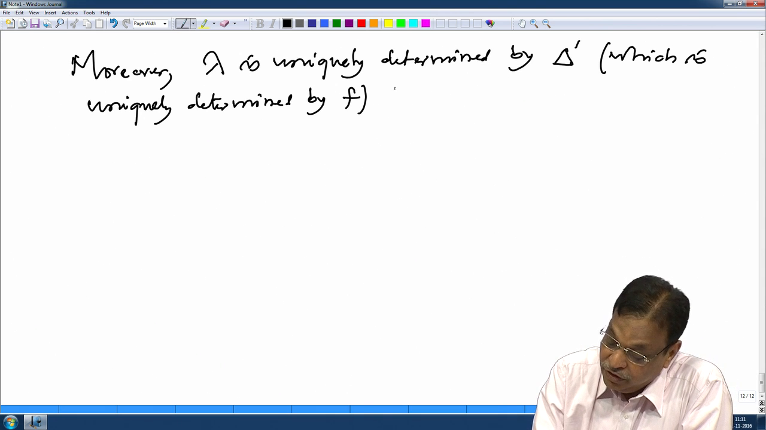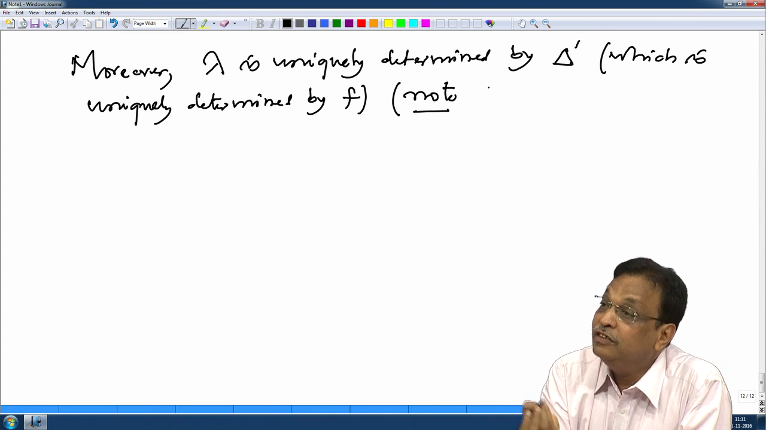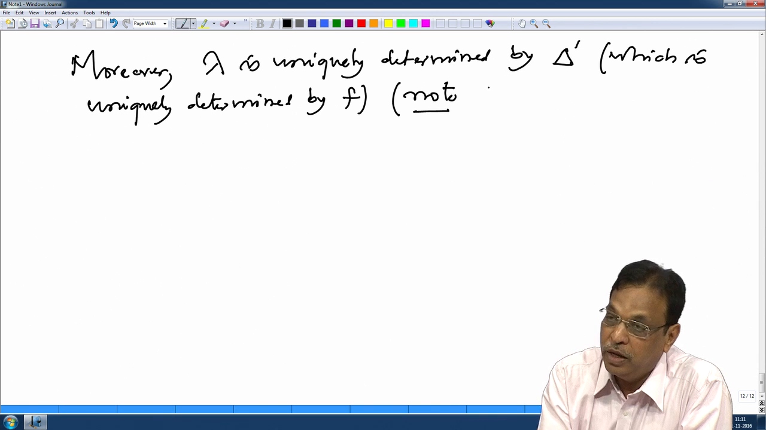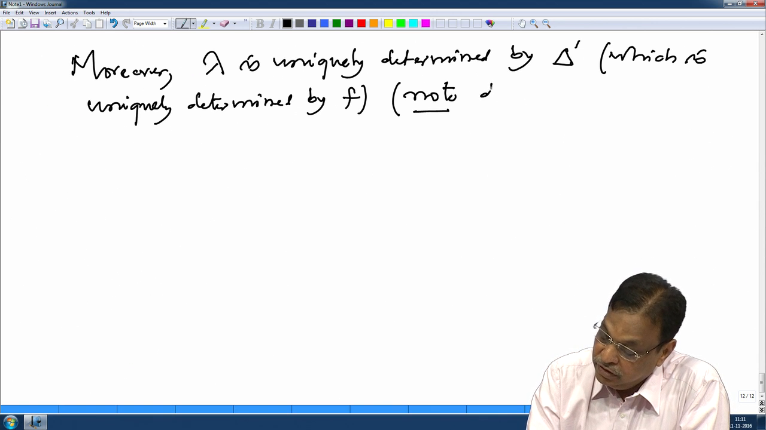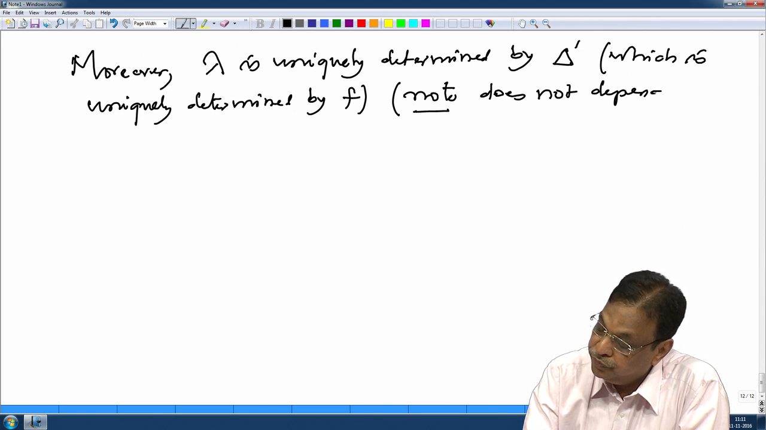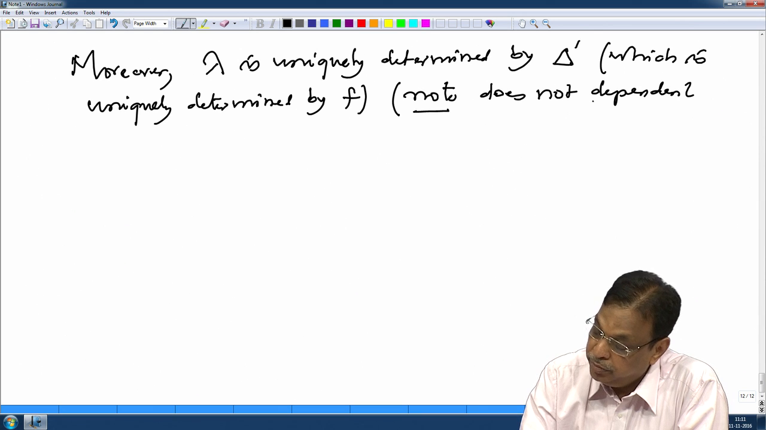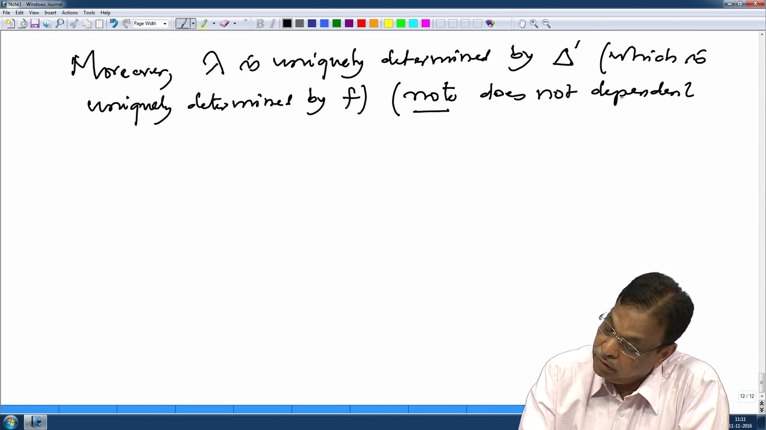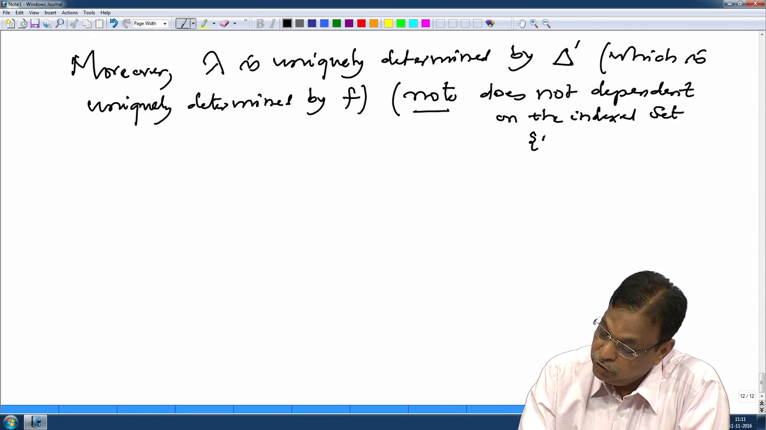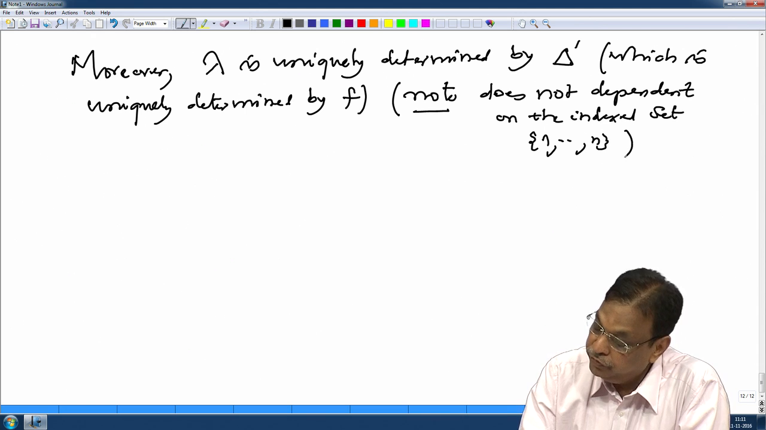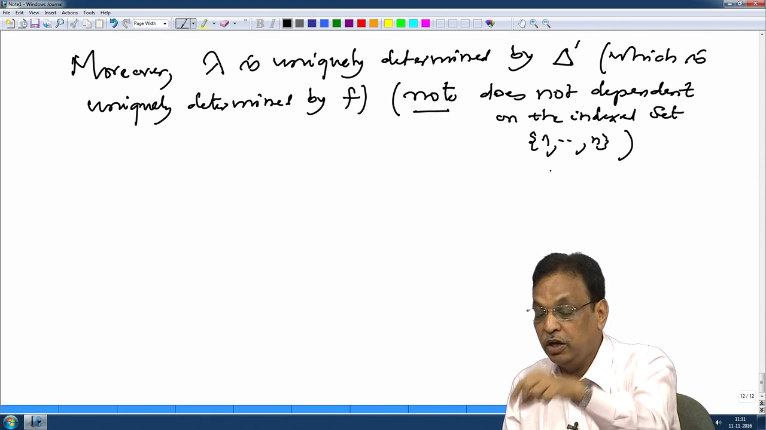Also note, it also does not depend on the indexing set. I have used 1 to n, but one could have used an arbitrary indexing set. It does not depend on the index set which I have used in this case. It is 1 to n. One could, if necessary, use a different indexing set, but the cardinality is important.